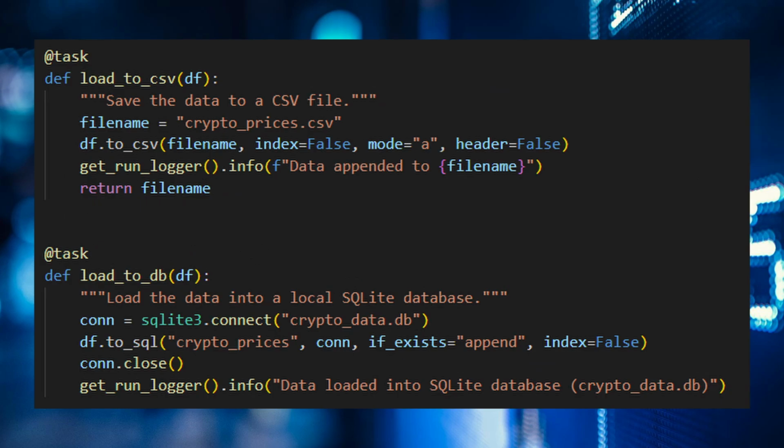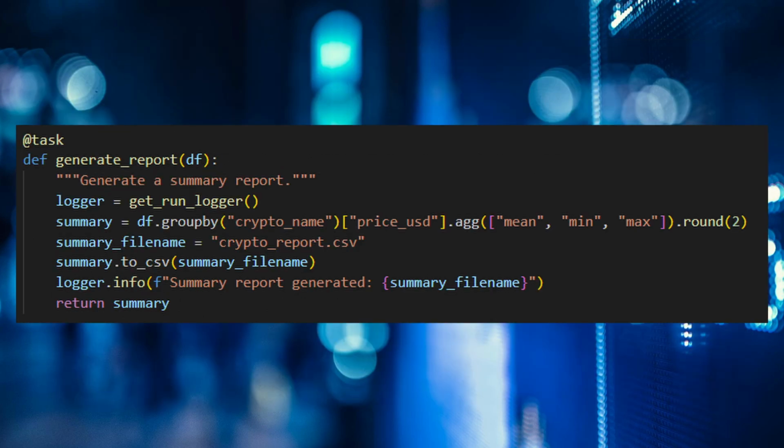Load task. We save this clean data into two places. First, we append it to a CSV file so you can open it in Excel or similar tools. Next, we load the same data into a SQLite database, which is like a small, simple database you can store locally.